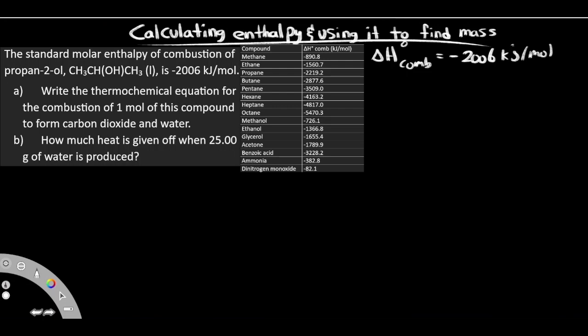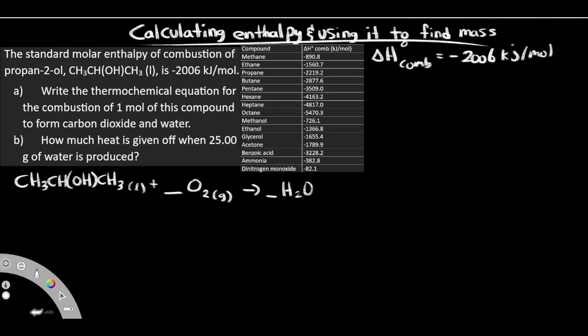Well, let's write this out. So we have our CH3, CH, OH, CH3, added with obviously oxygen, and it's going to be yielding certain products. Well, it's going to be H2O, as indicated in the question here, right? H2O, which is water. It's going to be vapor plus carbon dioxide.